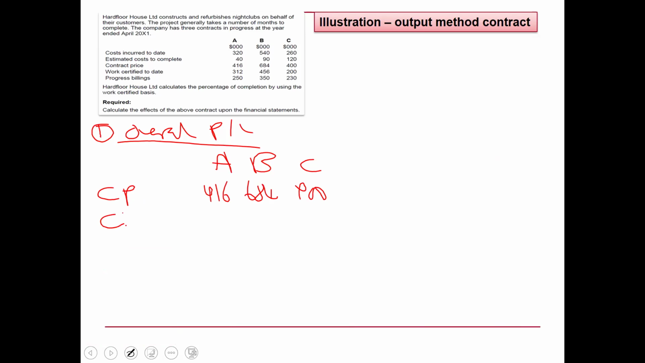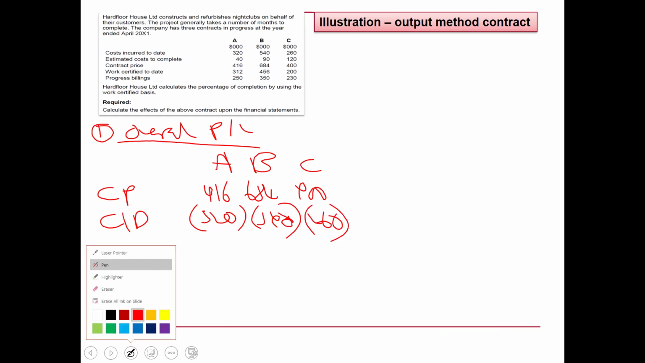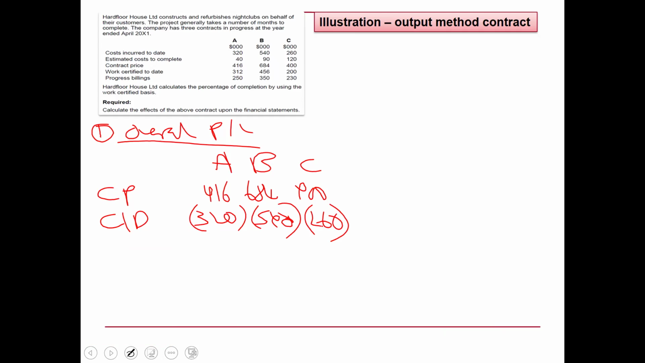What are the costs incurred to date? So we have incurred 320, we have incurred 540, and we have incurred 260. Let me write legibly there. All right, so we are saying 320, then 540, and then 260.